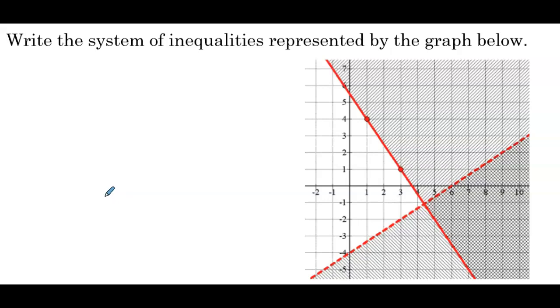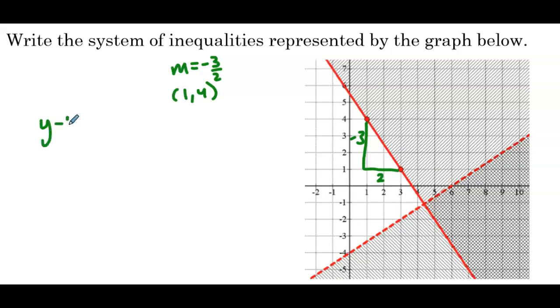Write the system of inequalities represented by the graph below. So let's start with this first line. It doesn't have a nice y-intercept, so let's use the 2 points that are defined for us to write the line. So looking at the slope, it goes down 3 and to the right 2. So slope of negative 3/2, and one of the points on the line is the point 1, 4. So let's write this in point-slope form.